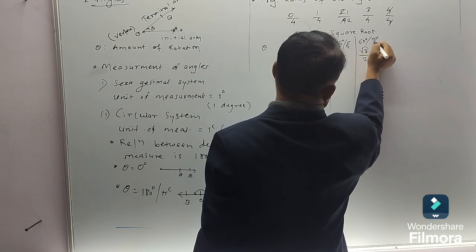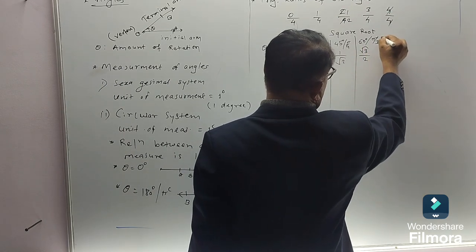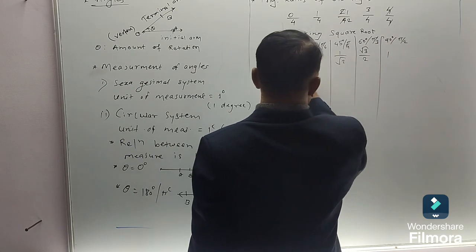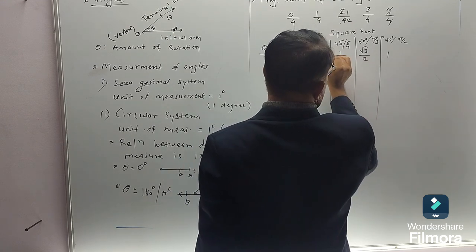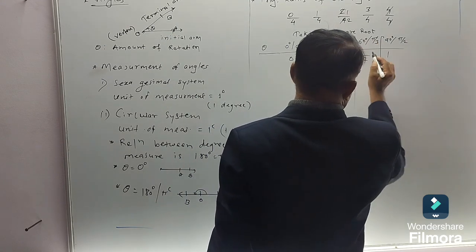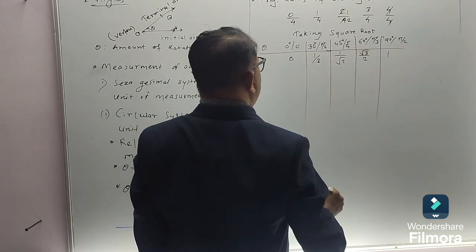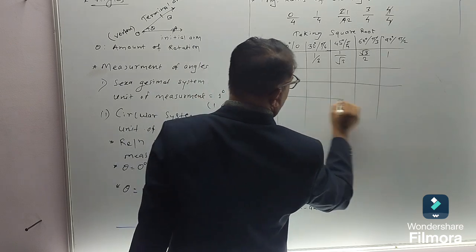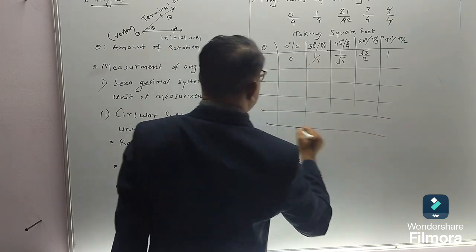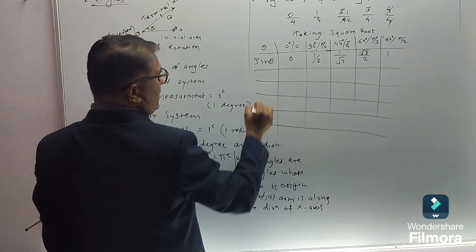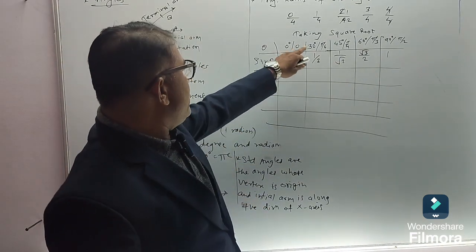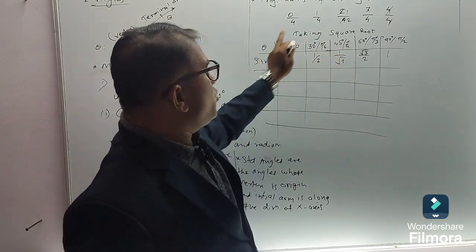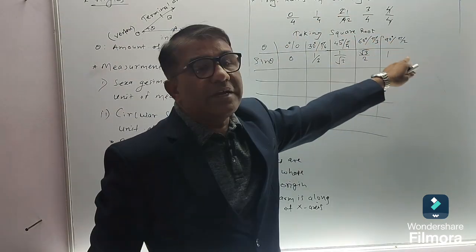60 degree is pi by 3, and the last one is 90 degree, which is pi by 2 radian. And here I am writing the ratios. Sin theta: sin 0 is 0, sin pi by 6 is 1 by 2, sin pi by 4 is 1 by root 2, sin pi by 3 is root 3 by 2, and sin 90 is 1.